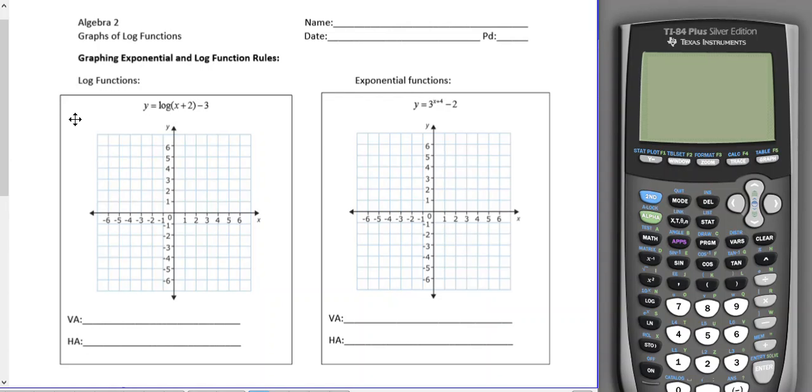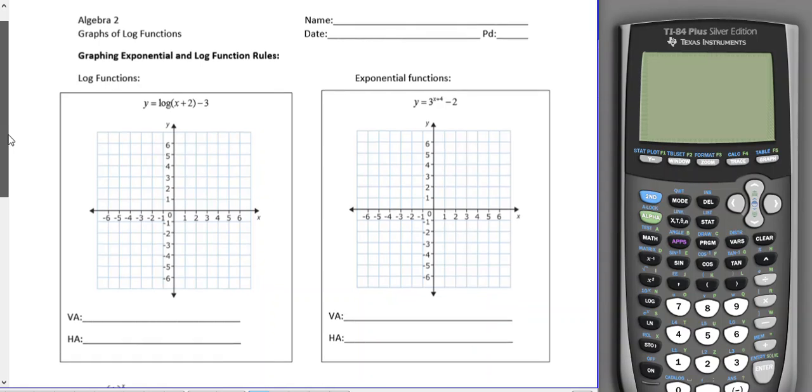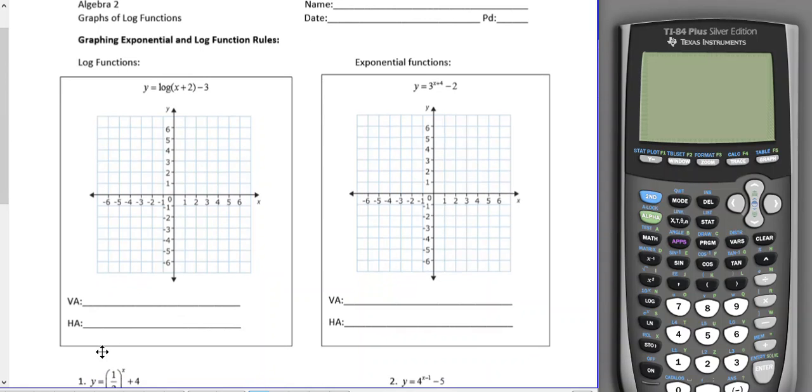So first, if I look at my log function, y equals log of x plus 2 minus 3. We still have vertical and horizontal asymptotes with each of these. For these, though, log functions, they never have a horizontal asymptote. So you can just write none for that. And that is the case every single time. They never have a horizontal asymptote.